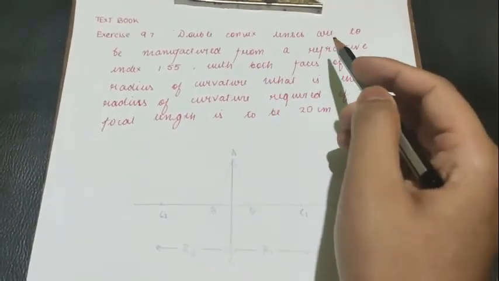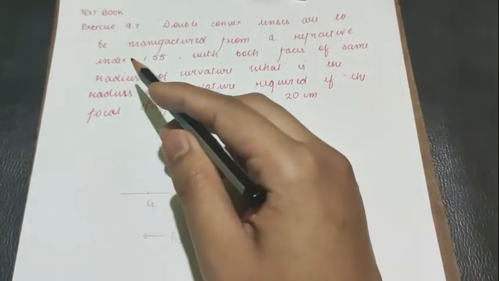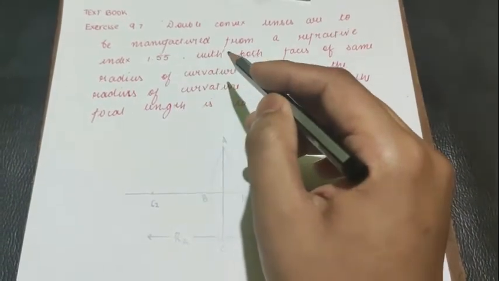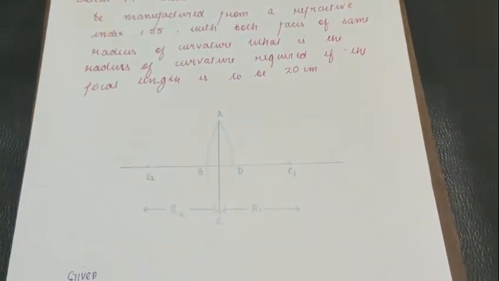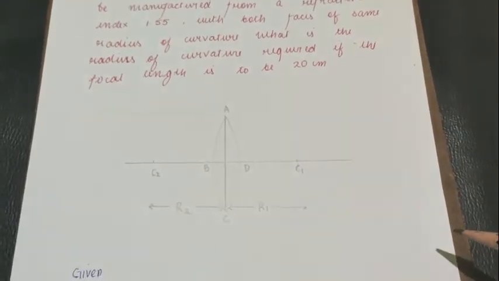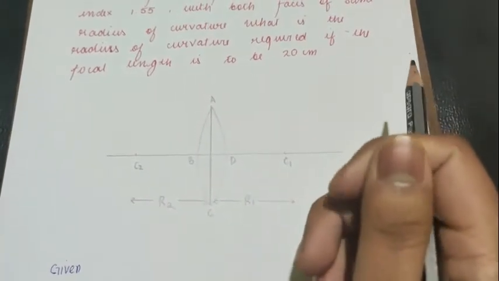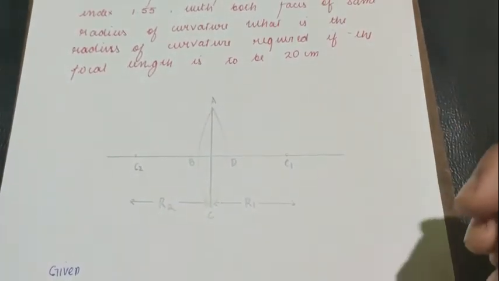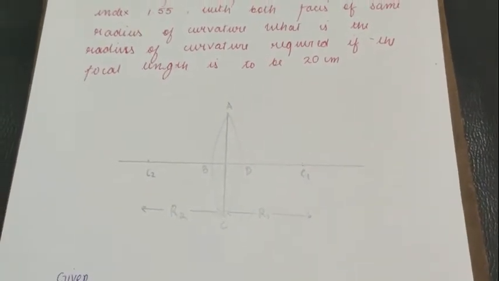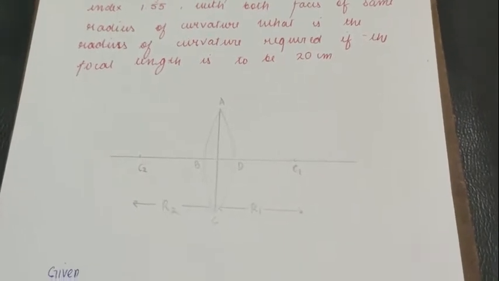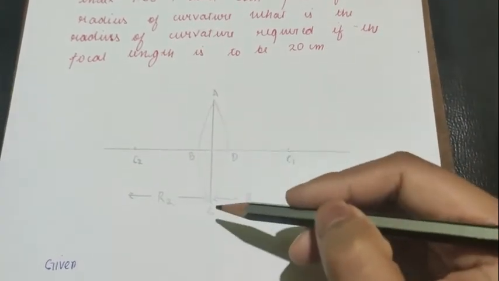Double convex lenses are to be manufactured from a refractive index of 1.55 with both faces of same radius of curvature. Now what this means is that you have to make a double convex lens. You have to make a glass, the glass which can be used in your spectacles. Clear? Depending upon the kind of problem, let us suppose it can be cured by using a double convex lens. So you have to make a double convex lens.